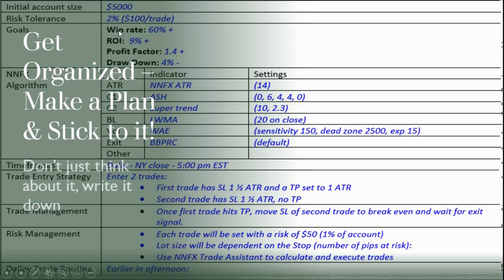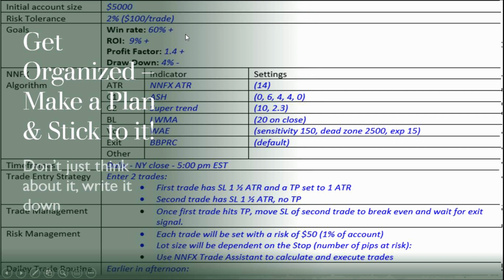So I have things in there like my initial account size, what I anticipate it to be. What is my risk tolerance? What are some of my goals? Where do I want to go with this? And so the goals are things that you will use as metrics to later go back and evaluate. Was this a successful system in terms of whatever you set up?